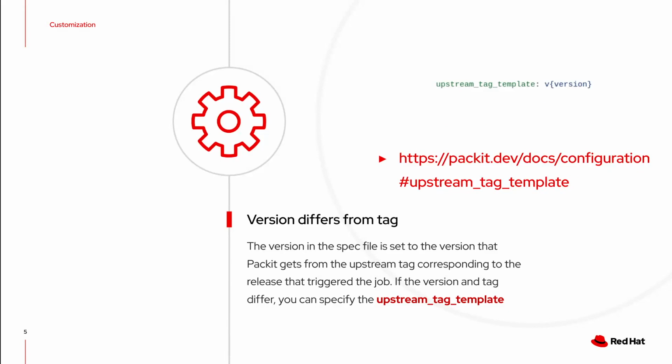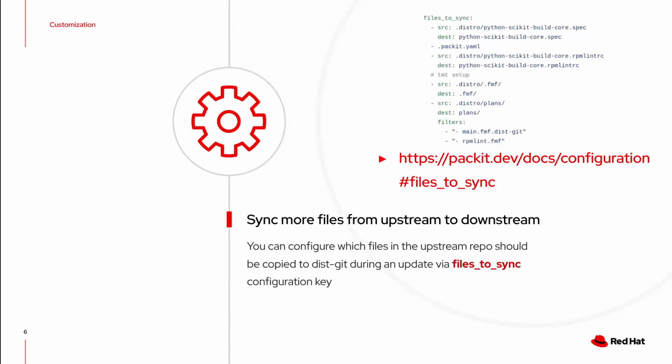Packit sets the spec file version, taking it from the tag release. If they are different, you can tell Packit how to resolve the version starting from the tag using the upstream tag template key in your configuration file. You can also add other files to the synchronization process, telling Packit which are the other files you want to be copied from the upstream to the downstream using the files to sync key.